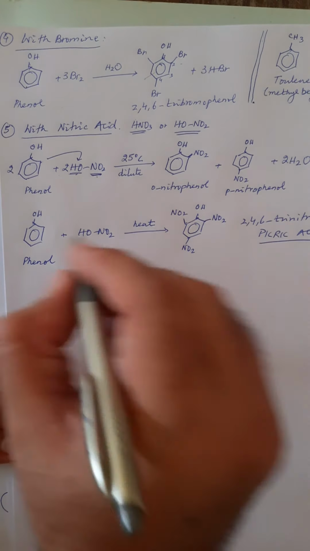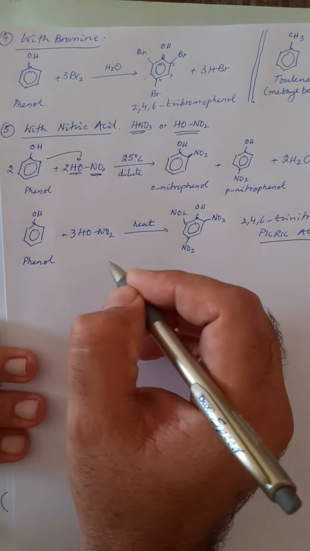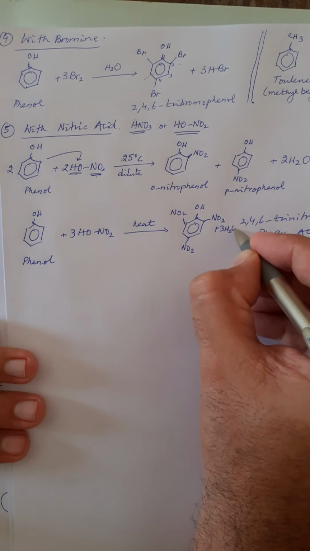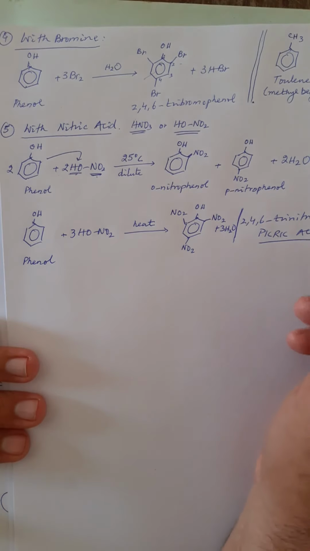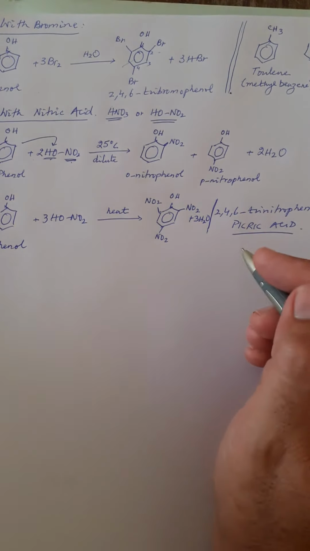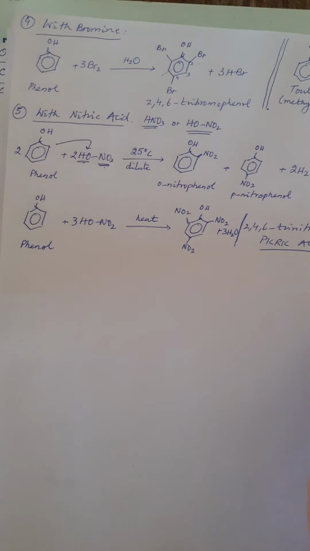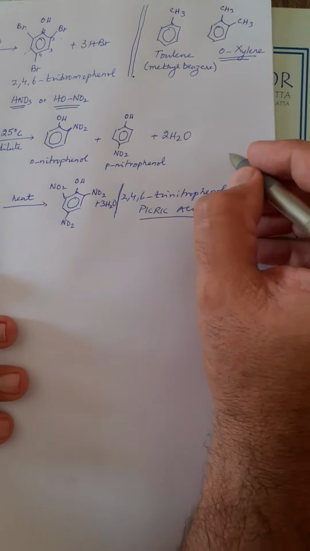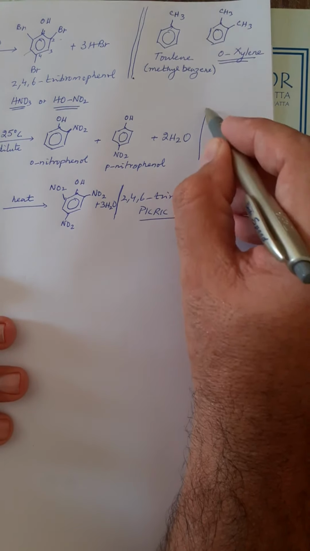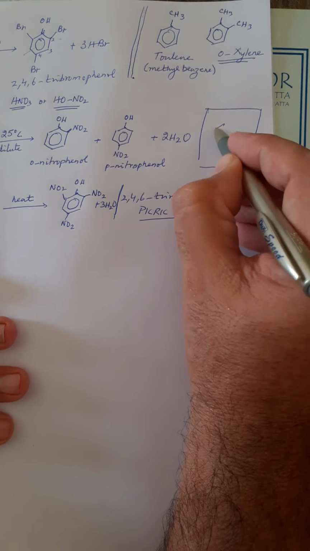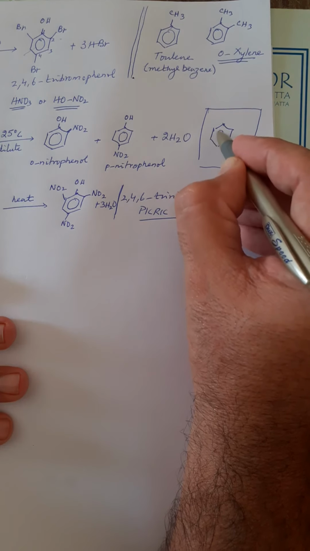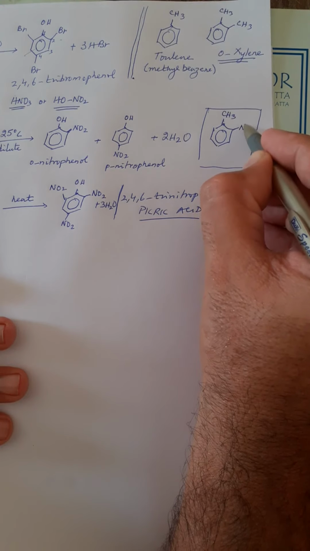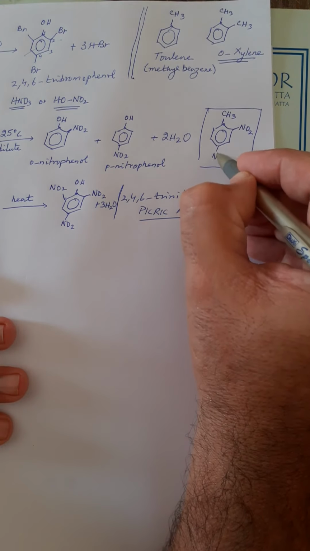But I'm forgetting here, 3 nitro groups have attacked, so you also have 3H2O. I'm sorry I forgot to put the name here. Now, taking advantage of this topic, I will also tell you about TNT. If you can pay attention, this is benzene. This is of course toluene. Now this product is called TNT.